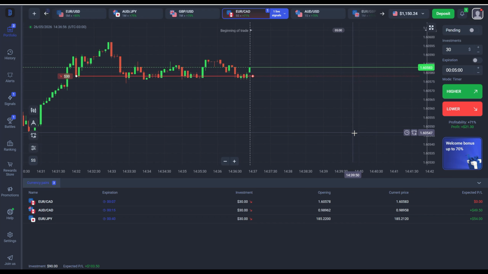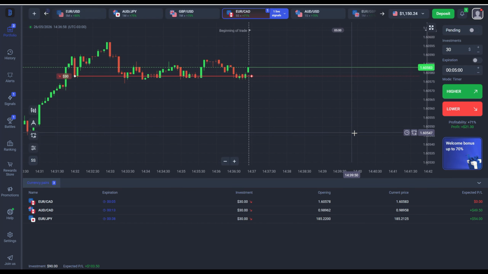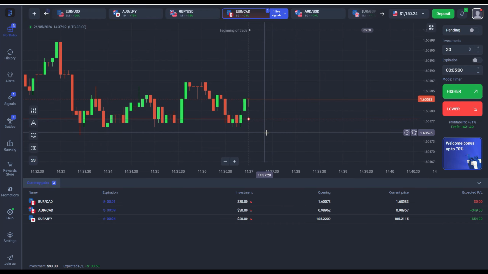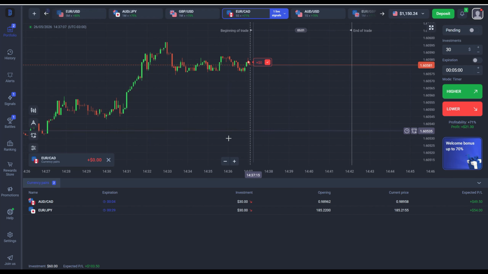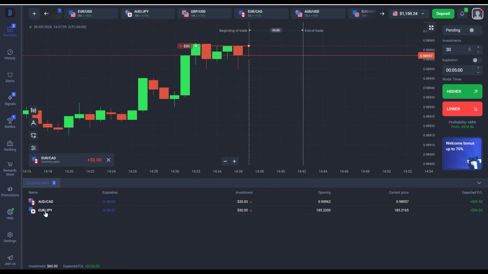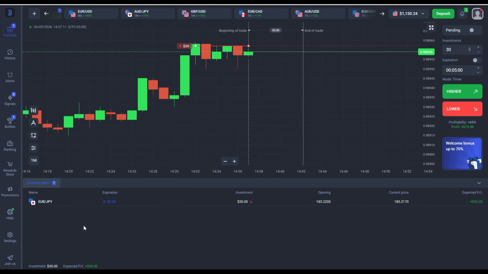10 seconds until the Euro-Canadian trade closes. A lot actually depends on this trade, but it looks like it'll be a loss. Yes, this trade closed at a loss, unfortunately. And at most I'll be able to close 5 out of 10 trades in profit during this trading session.